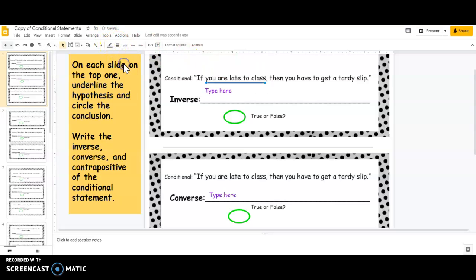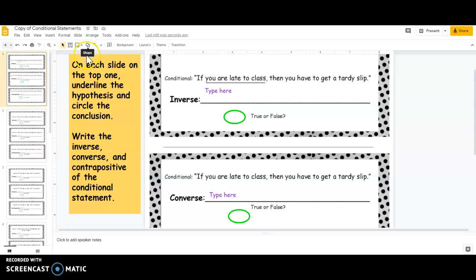That's my hypothesis. It does not include if. If is part of that logical statement structure, so it stays there. It is not a part of the hypothesis. You are late to class is the hypothesis. Then I'm going to circle my conclusion, and that's going to be you have to get a tardy slip.